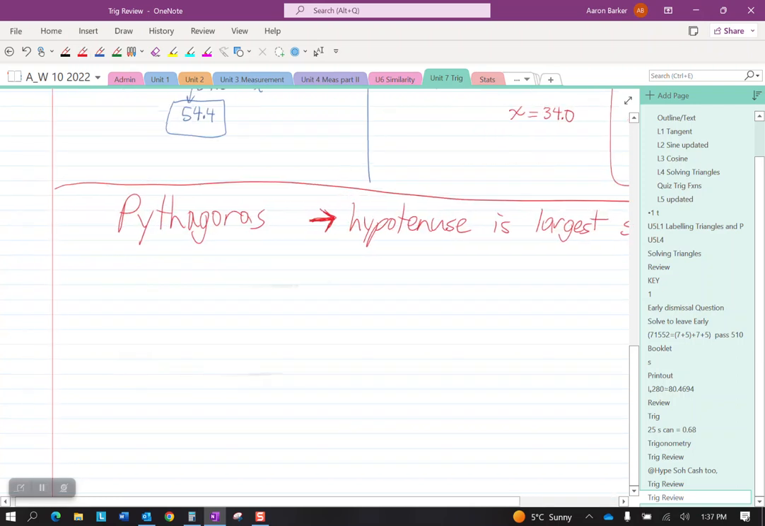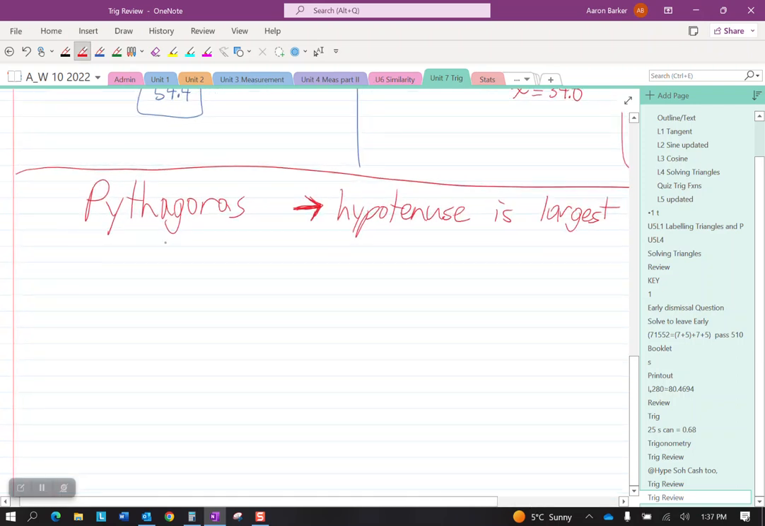Okay. So if you're trying to find the hypotenuse, it's a squared plus b squared. If you're trying to find a leg, it's subtraction, because you can't make something larger. Okay.